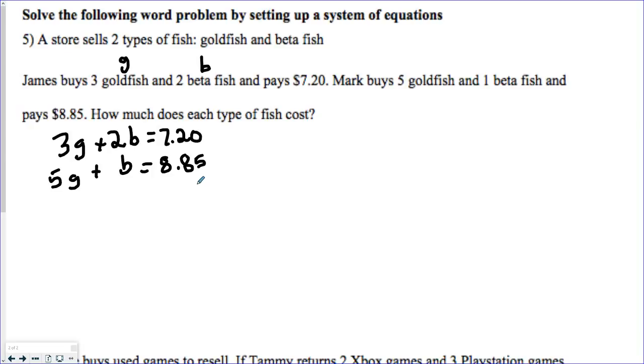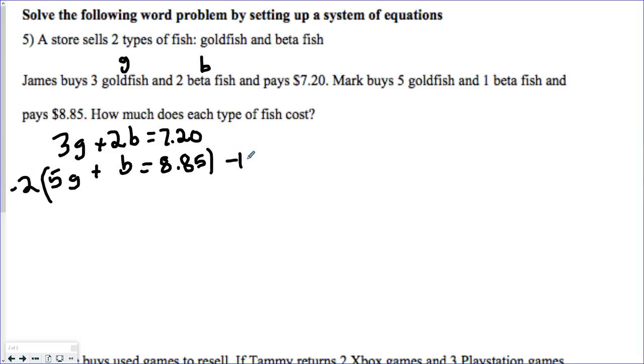I'm ready to go. So they can't add them together yet, because if I try to add them together, the g's won't cancel, nor will the b's cancel. But this b is a 1b, right? If I could make it into a negative 2b, that would cancel with the positive 2b up here. The negative 2b and the positive 2b would go away when I add them together. So I'm going to multiply this entire bottom equation by negative 2, because I want the b to be a negative as well as a 2.